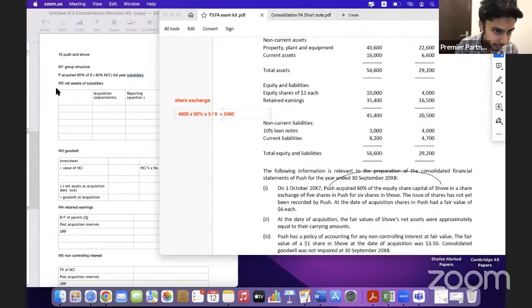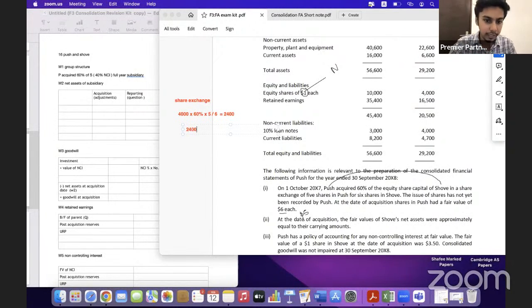Now, guys, in our question it says $1. This is what we call nominal value. The market price is 6, so the difference between 6 and 1 is $5. $5 is what we call, guys, share premium. So you have to calculate this separately and show premium value separately, nominal value separately.